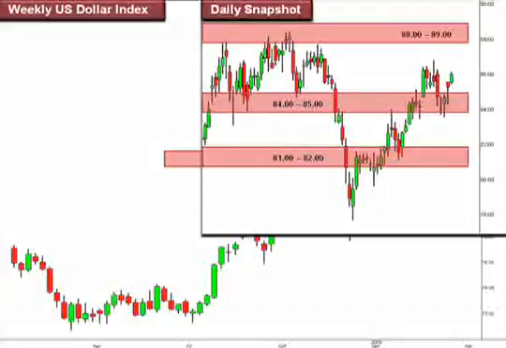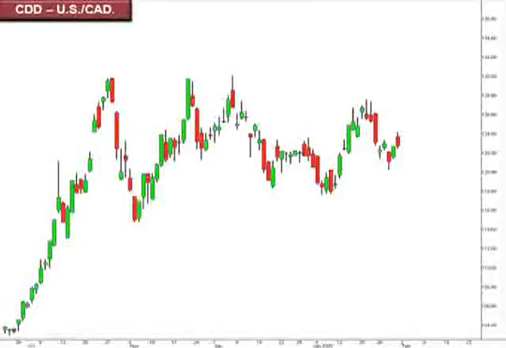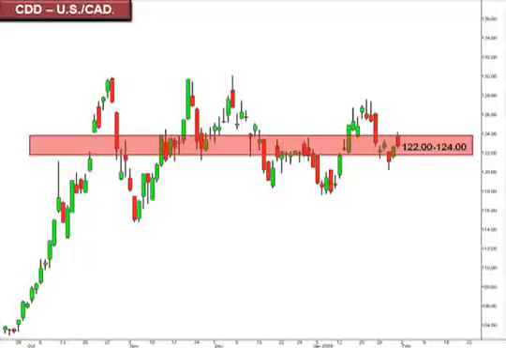A look at the daily price chart shows the natural pullback that took place this week and the strong support found within that 84-85 box. A break and close above 87 on the index will likely signal a new leg higher. With that in mind, let's take a look at the first of our ISE FX options pair values, the CDD, the US versus the Canadian dollar.